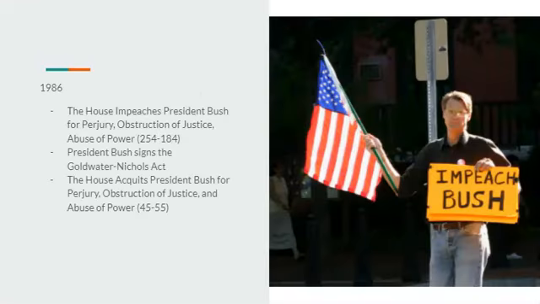Starting off with 1986, the House of Representatives impeaches President Bush on 3 charges. They charge him for perjury, obstruction of justice, and abuse of power, all dealing with the Iran-Contra affair. This vote was 254 to 184. He also signs the Goldwater-Nichols Act. And of course, not the House, but the Senate acquits President Bush for all 3 charges, the vote being 45 to 55. Pretty much on a party line basis.